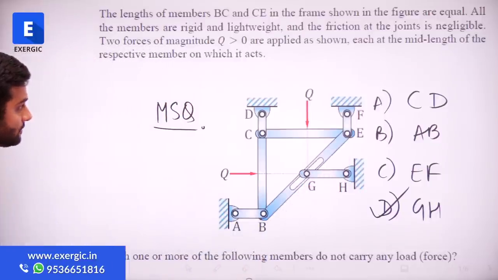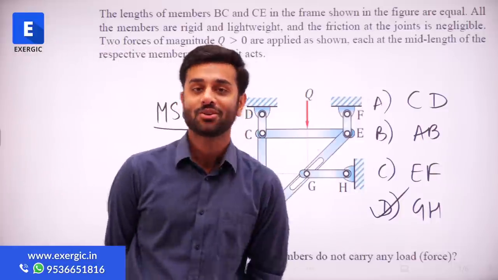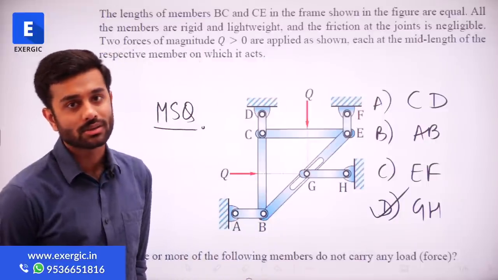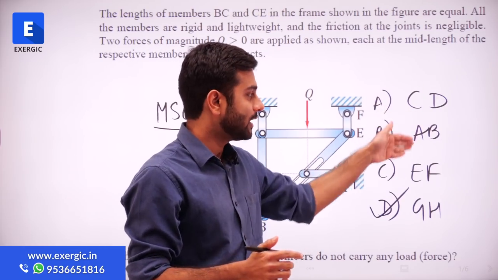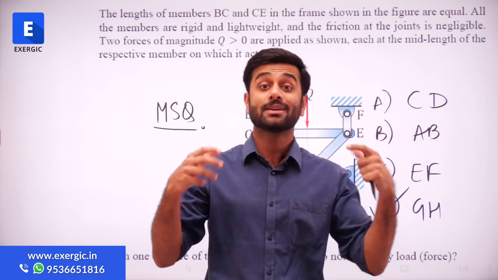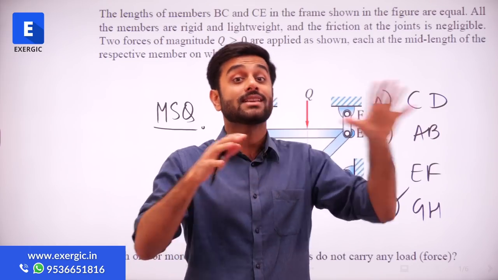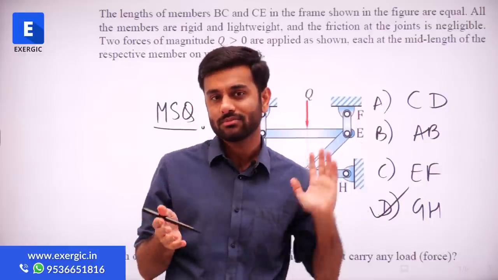Coming to the question, MSQ. What about other options? It's not an MCQ. If this was an MCQ, we could have moved to the next question without bothering much about the other options. Because when you see a question on truss, obviously there are going to be different names written, right? It's not like those conceptual questions where option A says something and option B says something else. So you have to read and understand it.